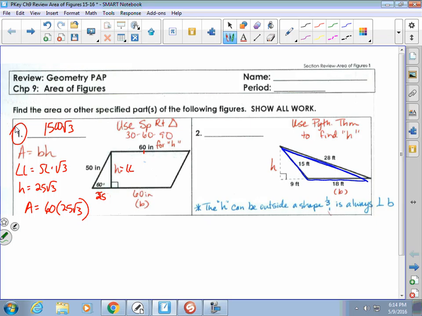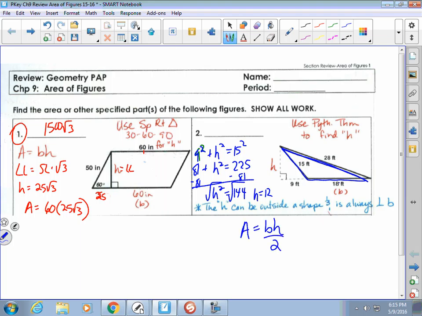So you would literally have to do 9 squared, because that's the leg, plus the height squared is equal to the 15 squared. 81, and then 225, subtract the 81, we get the height squared is 144, and then you take the square root, and so that is how my height was 12. So now that I have my height is 12, I can plug it into the formula for a triangle. Triangle is base times height divided by 2. The base is the 18, the height is the 12, so 18 times 12 divided by 2. We get 108 feet squared.